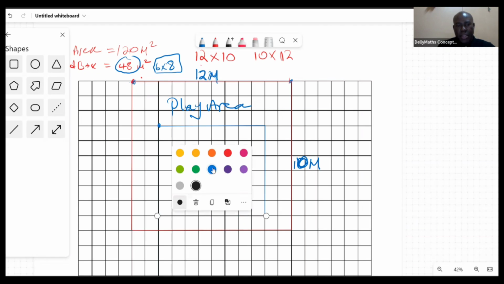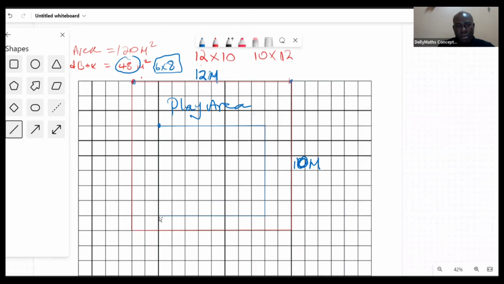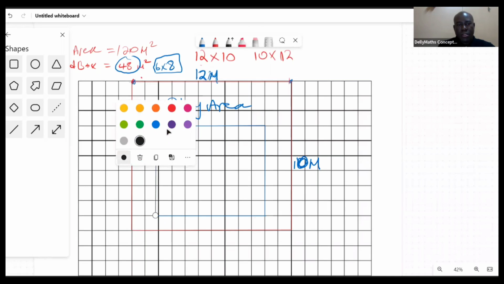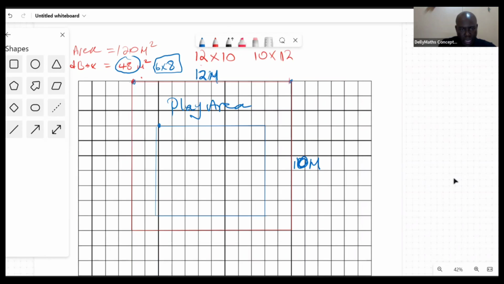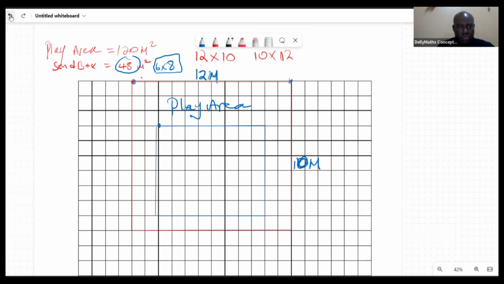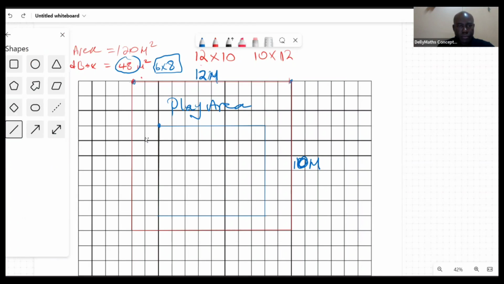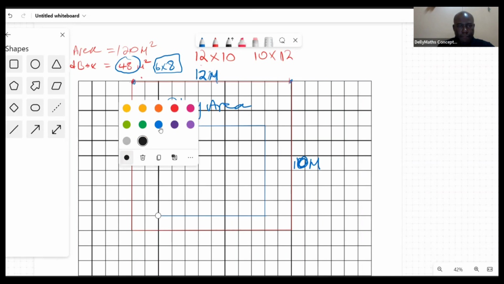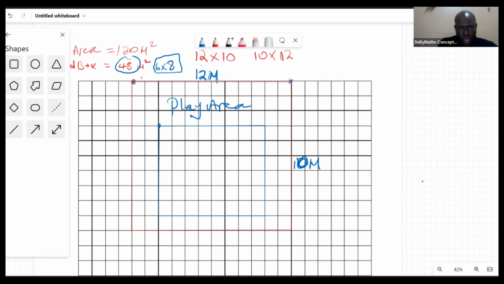So you take your ruler and make sure that you properly label this. Get this out. There it is. So this is our sandbox here. And let me fix this. All right, so the sandbox, we have an 8 meters by 6 meters.